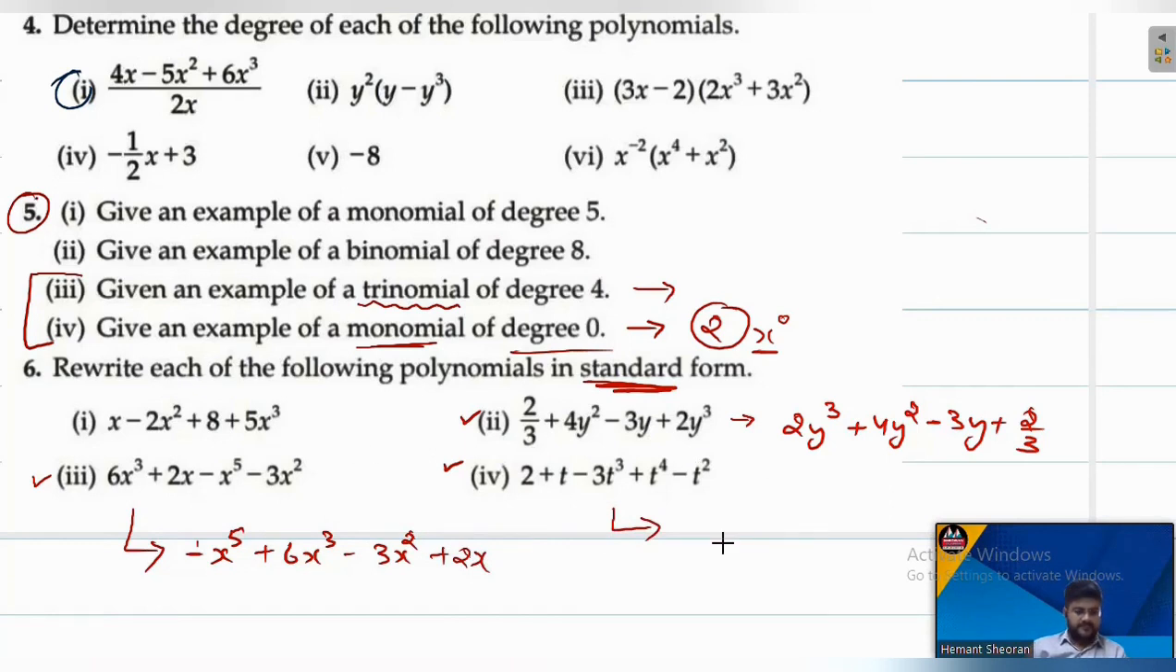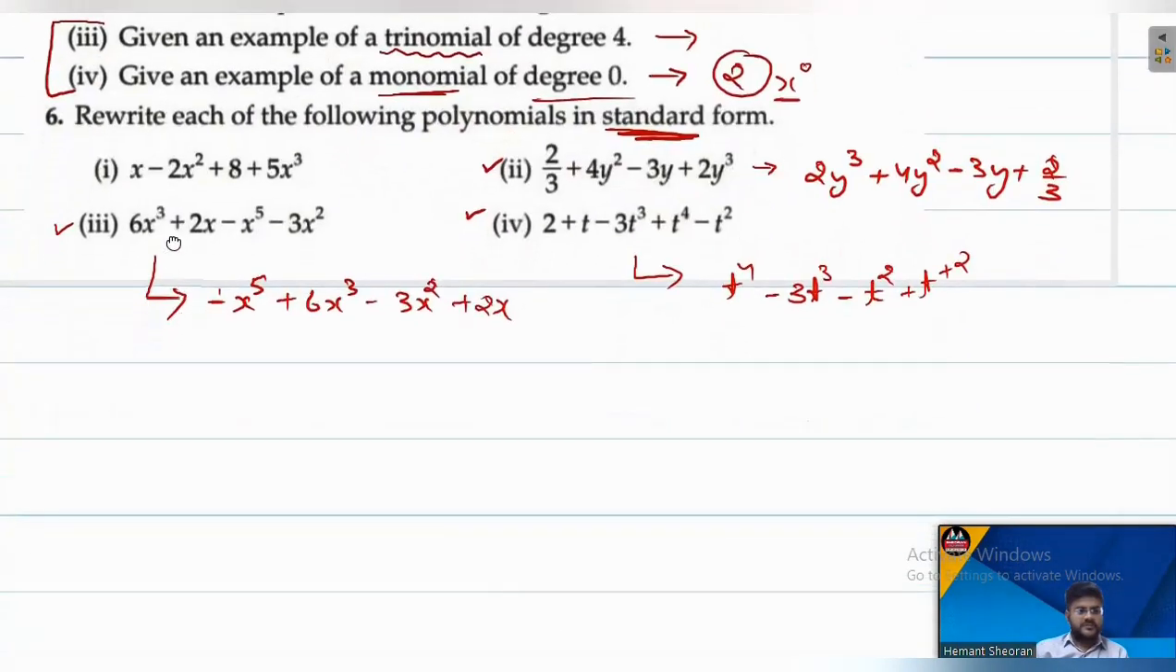Okay, then Hana, what about the fourth one? t to the power of 4 minus 3t to the power of 3 minus t to the power of 2 plus t and then plus 2. Okay, good. So we are good to go with this one.